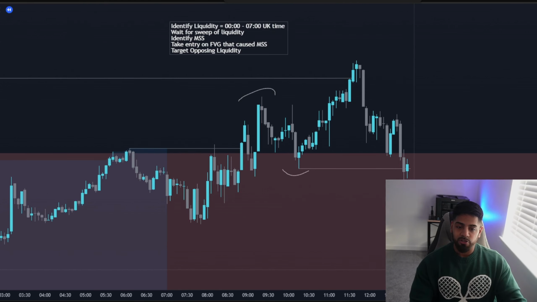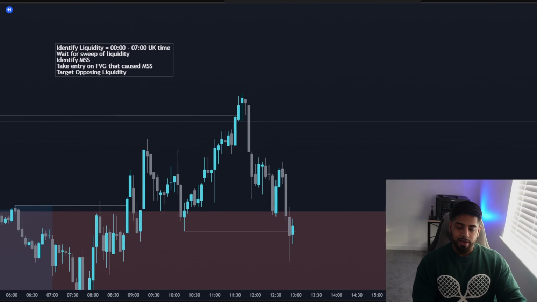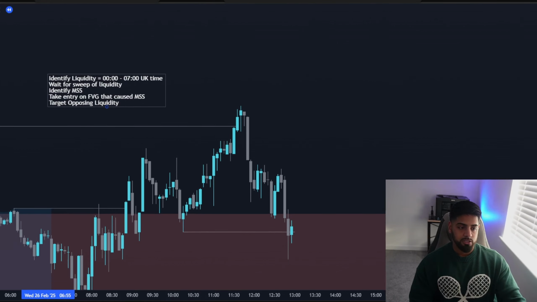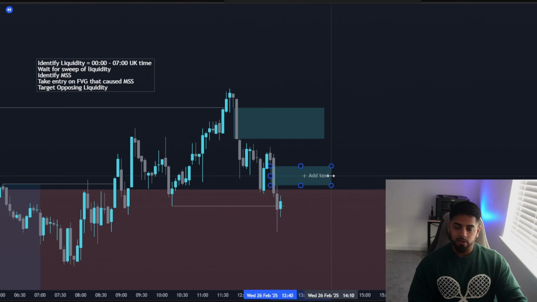So once we've understood about market structure and we understand that the market structure shift has now happened, our next step on the checklist is to take our entry at the fair value gap which caused the market structure shift. Now this is where I get a lot of questions where people say, but CEO, there's a fair value gap all the way at the top. Why did you pick this one right here?